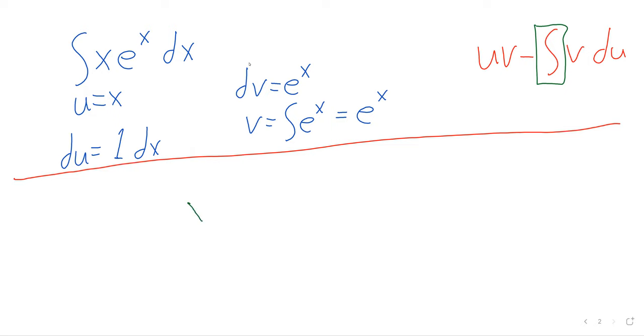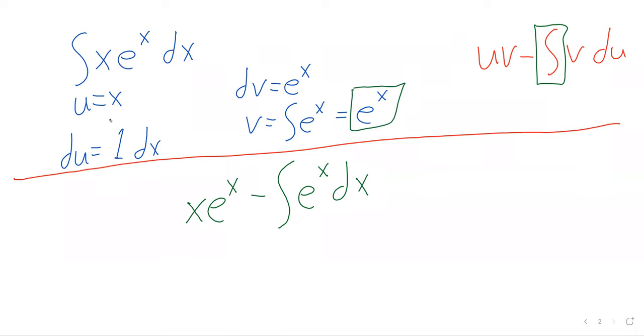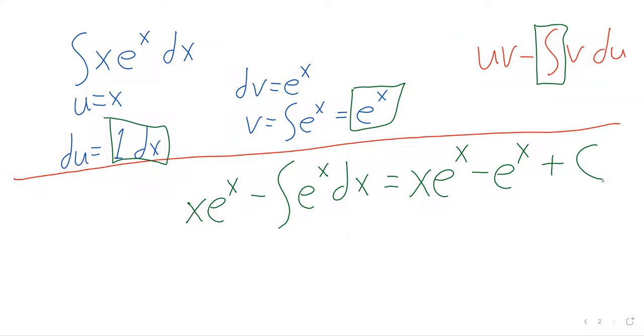u times v is x times e to the x minus the integral. Good news. v du is e to the x times 1. So we are left with an integral we can cope with. The integral of e to the x is e to the x. And we get this. And let's throw in our constant of integration.